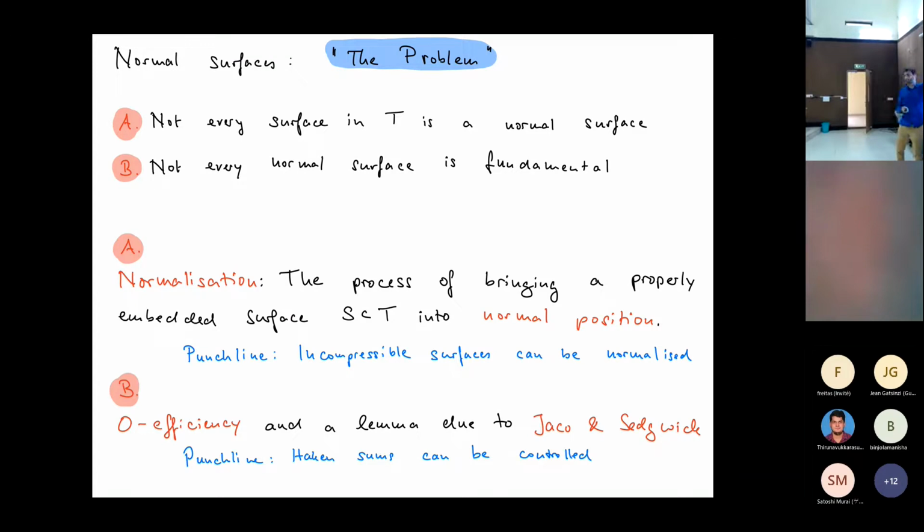Yeah, and the thing is that we don't get to pick T, right? We don't get to pick T. And then not every normal surface is fundamental. So what do we do about these two problems?